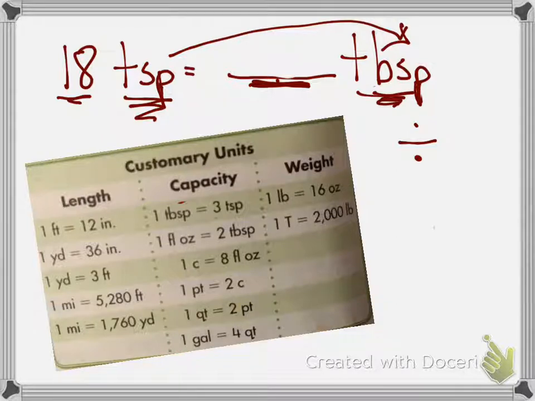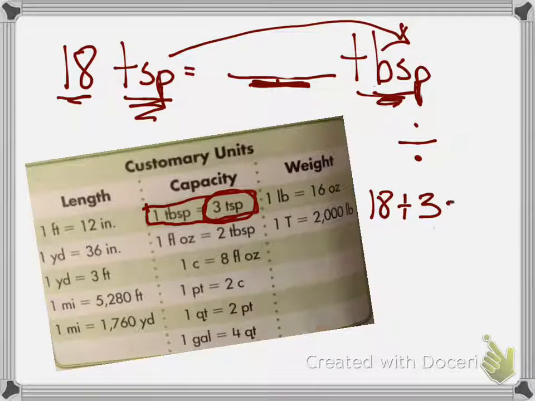So let's refer back to our chart. 1 tablespoon is equal to 3 teaspoons. So we are going to divide by 3. 18 divided by 3 equals 6. 18 teaspoons is equal to 6 tablespoons because this number has to be smaller than this number.